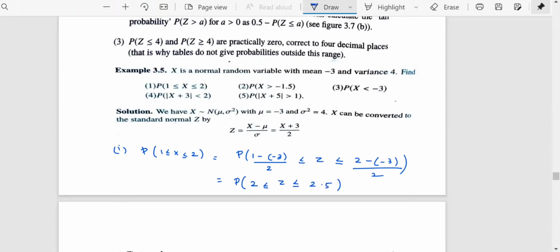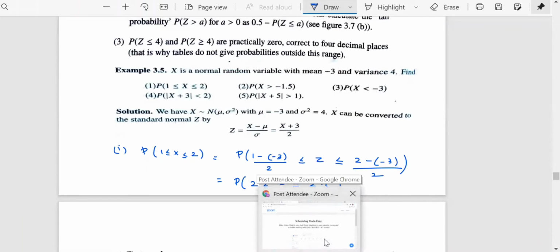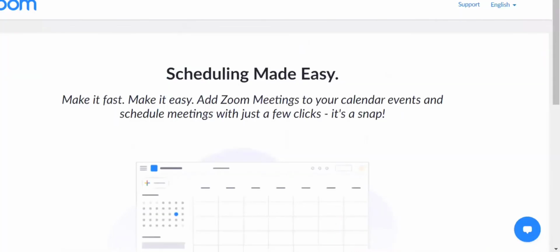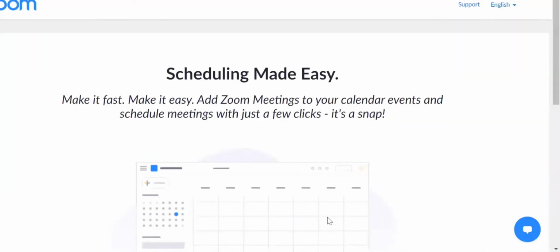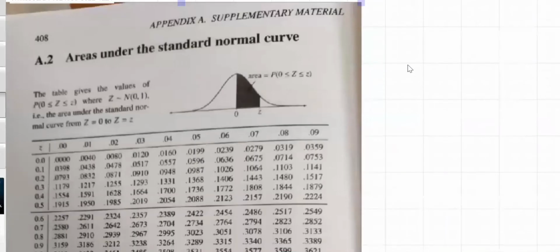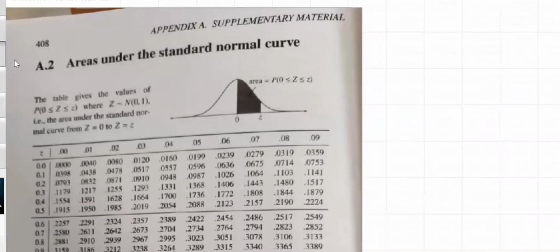Now let's see how to read this. Let's see how to read this step. So we want to find the probability where z is between 2 and 2.5.